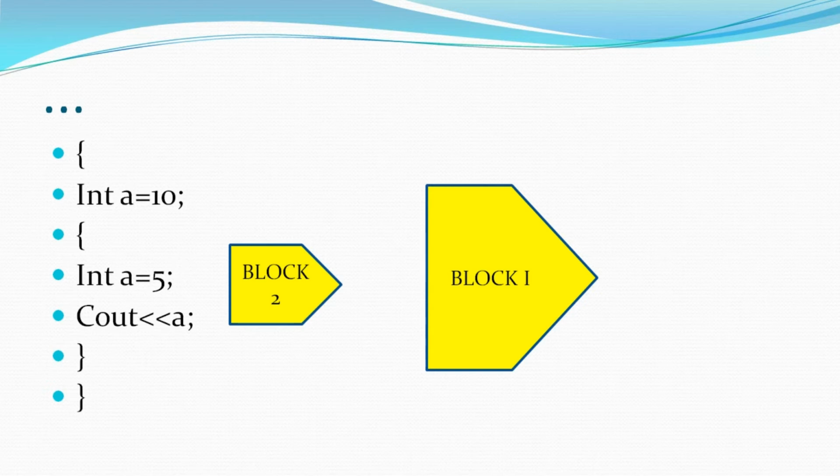So this is a problem. If we want to use the value 10 here, how can that be possible? Because the value 10 is the global value, we know that. But in the inner block, the value of a is 5 and cout will be printing the value 5 only. So here we get to know one thing, that inside an inner block we cannot access the value of the global scope. So this is a problem.